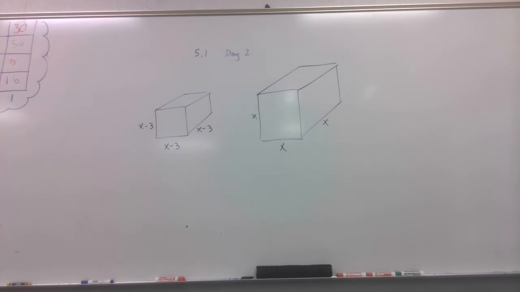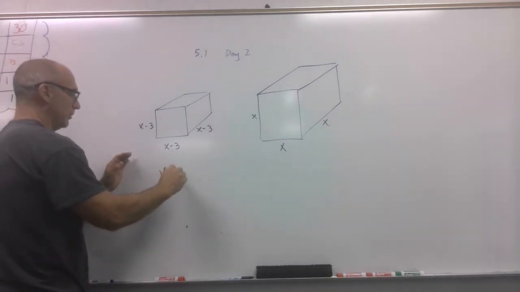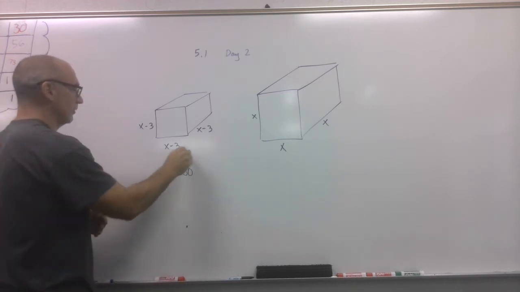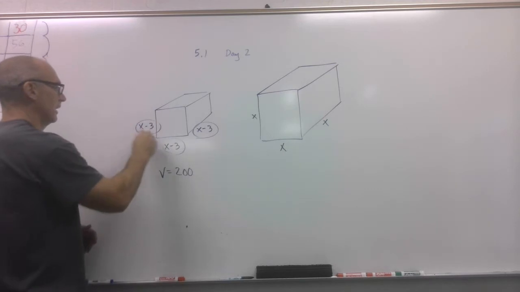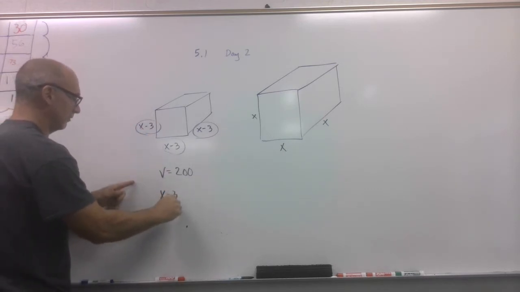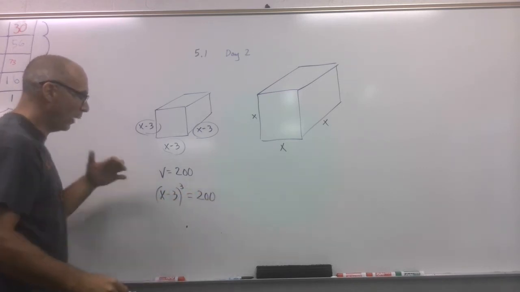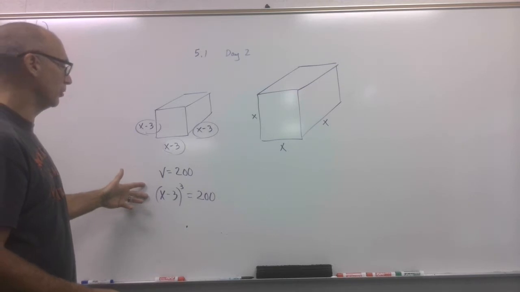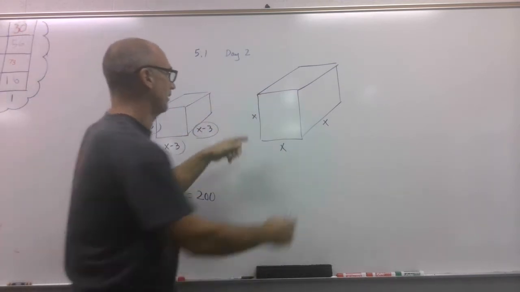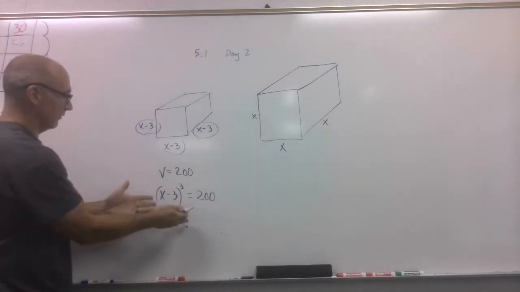And then they tell us the volume of the smaller cube is 200. So clearly this one has to be smaller. So the volume is 200 cubic units. So that means this times this times this replaces my V volume. That's x minus 3 cubed equals 200. And the question is, what's the volume of the larger cube? So we got to find x and then multiply those together. So we got to find x from this information.